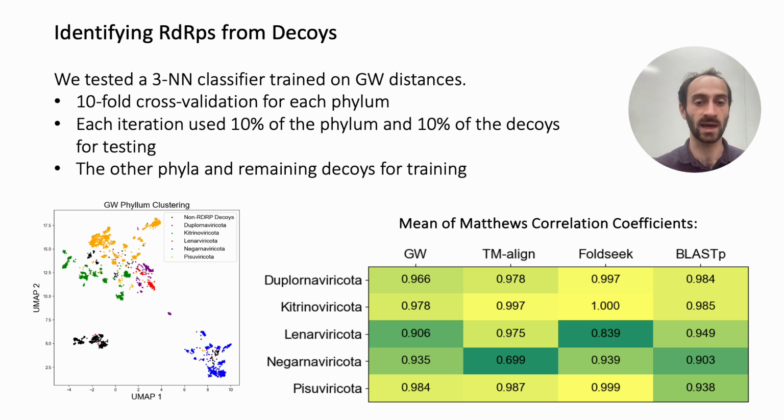We see here that overall GW and the other methods have rather similar accuracy on average, but the key takeaway here is that GW is much more consistent across the different phyla.